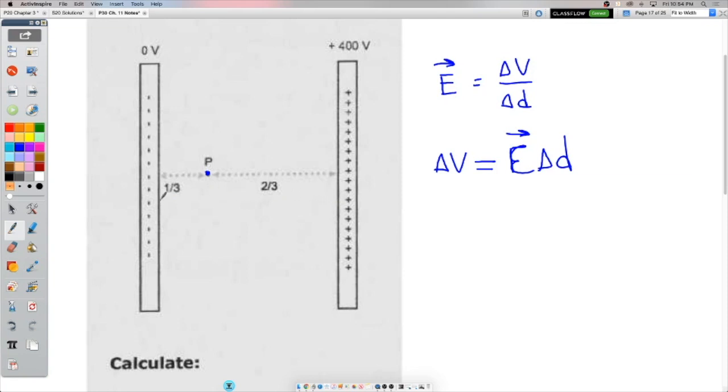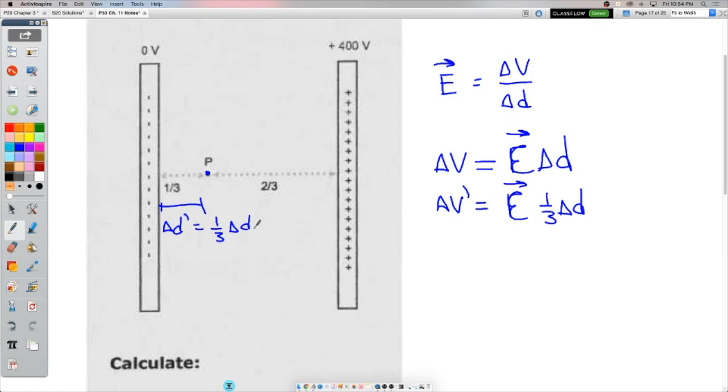So what has it changed by? Well, it's changed by a factor of 1/3. The separation distance is now only 1/3 of what it used to be, okay? So really what we're saying, let's call it the potential difference prime at point P, is equal to the electric field at point P, which we know, how does that compare? It hasn't changed, it's uniform, times 1/3 the total distance, because this d here, we'll call it d prime, equals 1/3 d.